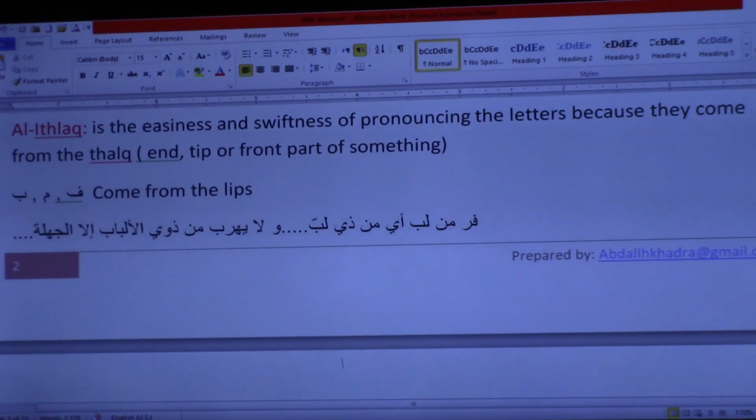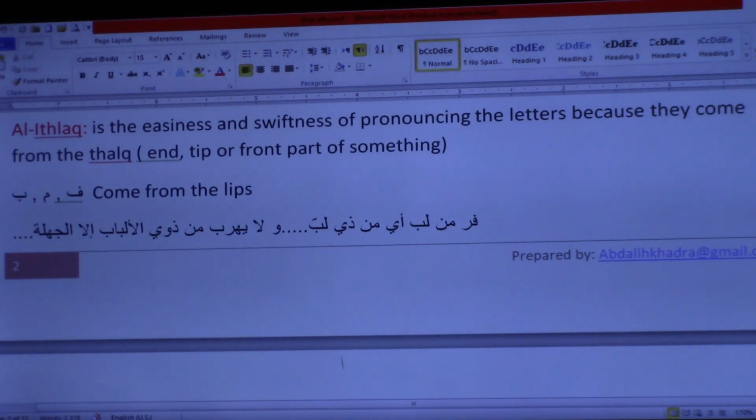Fa, mim, ba, they come from where? From the lips, right? And ra, lam, and noon, they come from where? From the front or the tip of the tongue, from the front part of the tongue.